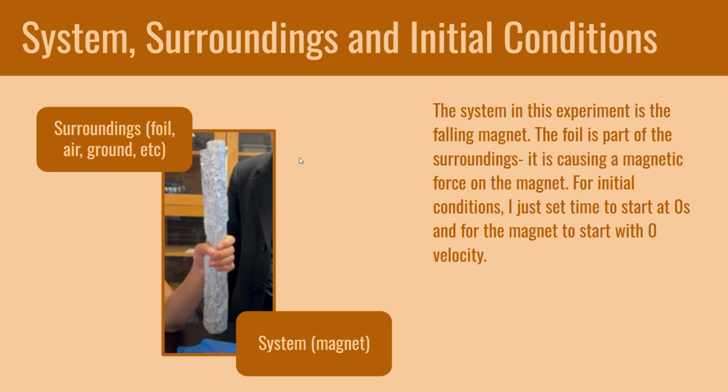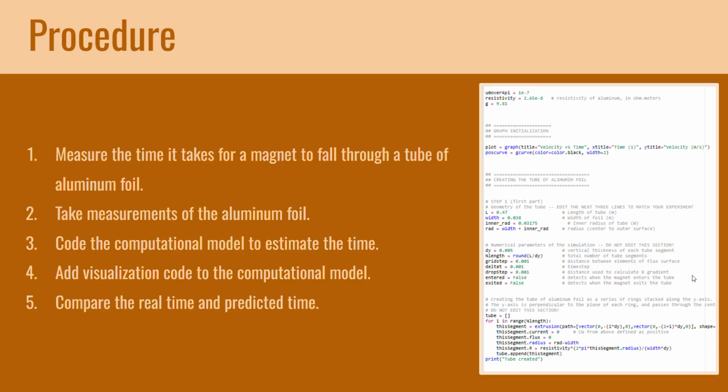For the system, surroundings, and initial conditions, the image is a little bit blurry and the magnet is actually inside the tube at this point, but the system is the magnet inside the tube, and the surroundings are the foil, air, ground, everything else. For the initial conditions, time started at 0 seconds and the magnet started with 0 velocity.